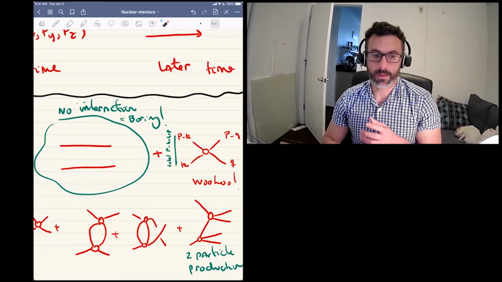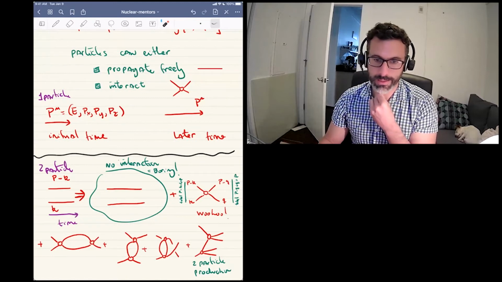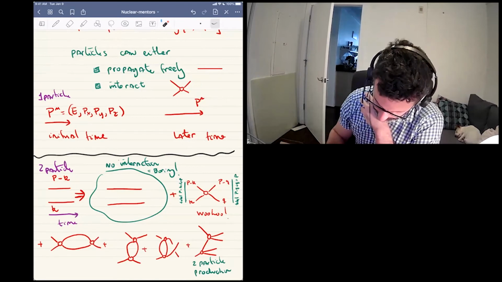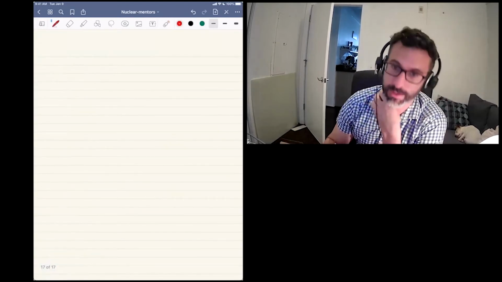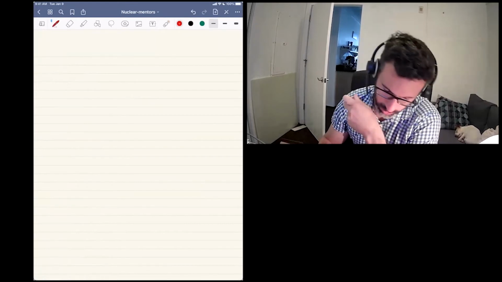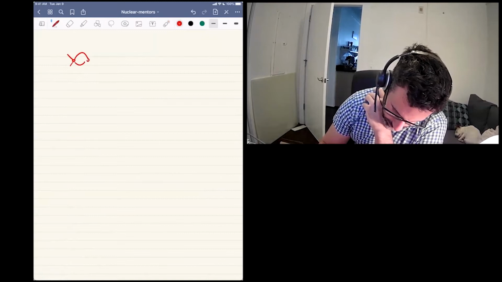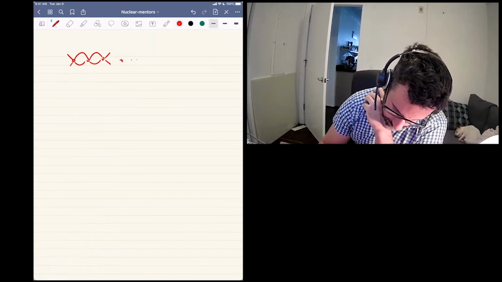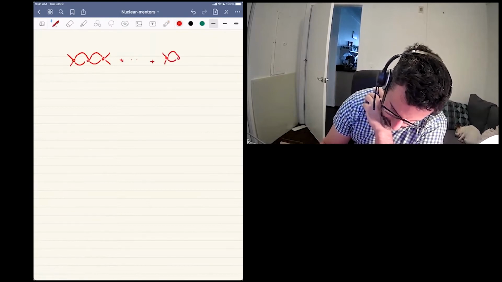Okay, so that's all nice and good. So these are examples of ways that particles can interact. They can, of course, interact any number of ways given this one rule. So let me draw another example. Examples like this. You can have many of these, right? These little bubble diagrams. So this can happen any number of times.